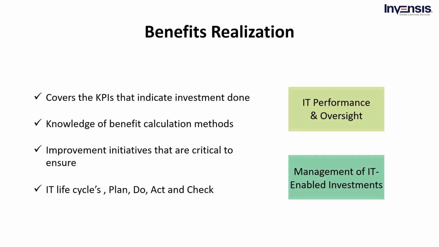We are moving to the third domain, which is benefits realization. This domain covers the key performance indicators that indicate that the investments made to improve the IT infrastructure will benefit the enterprise. Passing exam questions related to this area requires knowledge of benefits calculation methods, continuous improvement principles, and how to monitor and measure the ROI of IT-enabled investments. In addition, gaining knowledge about critical improvement initiatives to ensure that IT objectives reach their target is also crucial. Most of the initiatives are relevant to the IT life cycle's last stage and include the following steps: plan, do, act, and check.